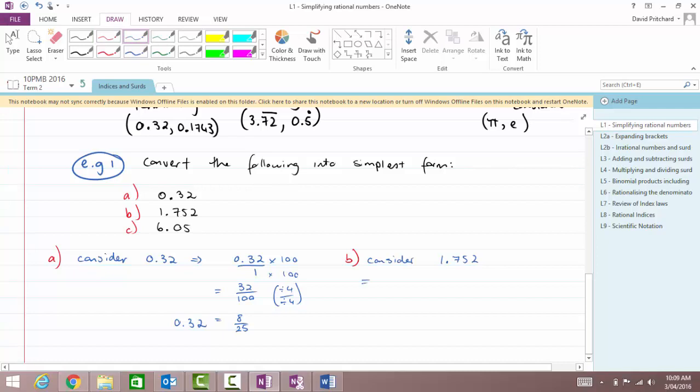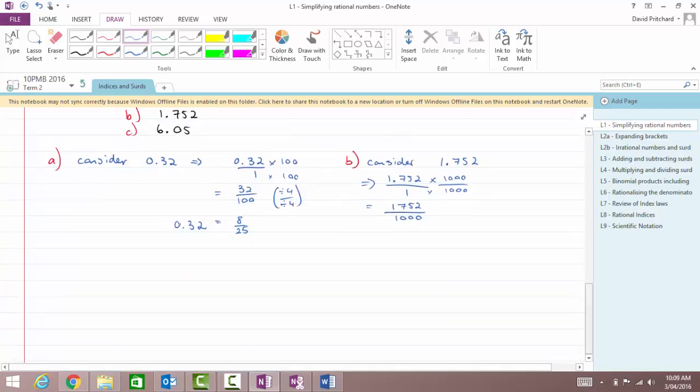1.752 and we think about it as 1.752 on 1, and this time, because there's 3 decimal places, we're going to have to multiply by 1,000 on top and bottom. So we get 1,752,000. Now these values are a bit trickier to work with. We start by dividing by something we definitely know that we're going to divide by, and that is 2. And that gives us 876 on 500.